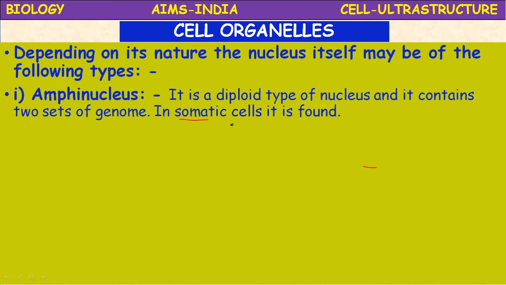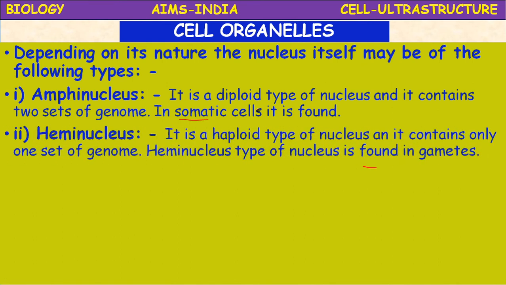So here, somatic cells. Amphinucleus means it is a diploid. Diploid represents the number of chromosomes present in the cell. You will study in the higher classes. So let us assume if a cell contains n number of chromosomes, means one set, 2n means diploid. Genome means genes.